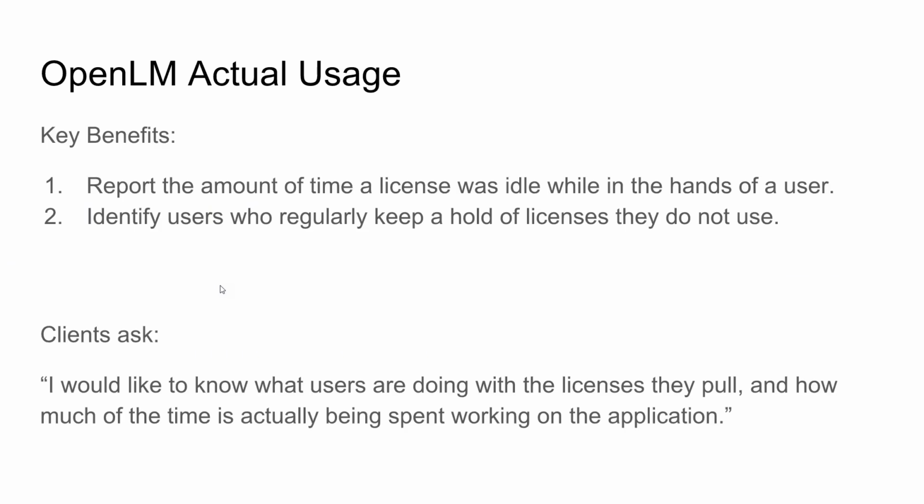So the next extension is the OpenLM Actual Usage extension. The Actual Usage extension tells you how well your licenses are actually being used. Now, you can see the license usage, you can see the usage duration, but you know if the license was checked out, but you don't know what happened with it.